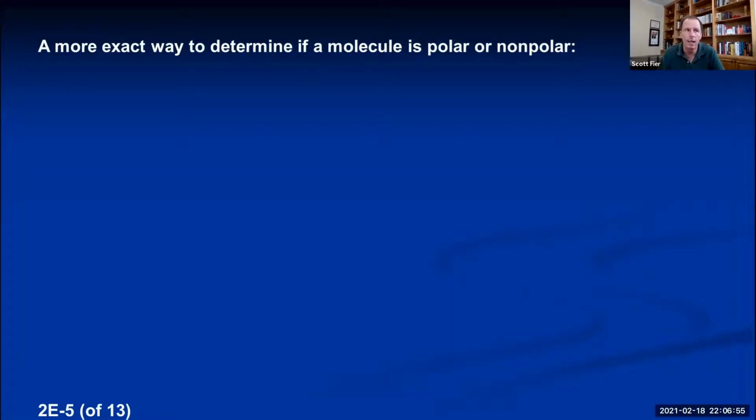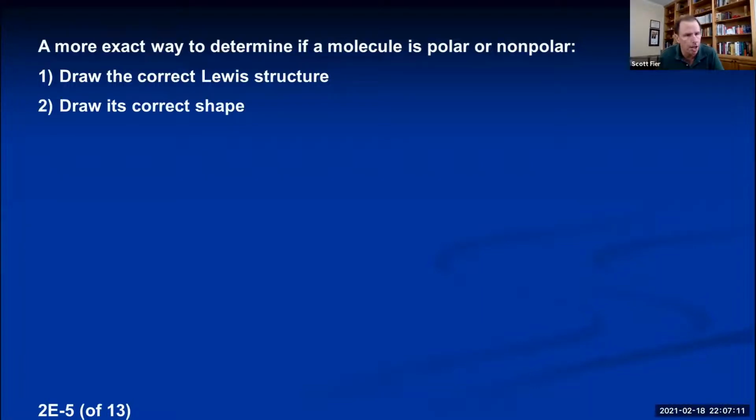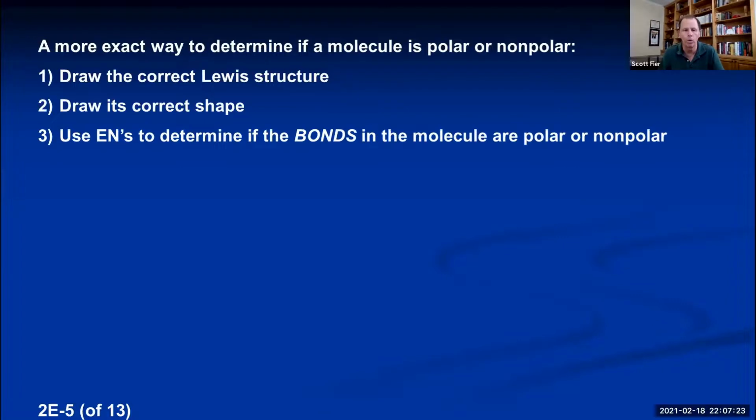So here's the way in which we're going to predict whether a molecule is polar or nonpolar that's slightly different than the lovely visual way you just saw. First three steps are the same. We're going to draw the correct Lewis structure for the molecule. Once you've done that, with the VSEPR theory, you're going to predict its shape, and then you're going to draw its correct shape. Then you're going to look up electronegativities. Unless you're Miss Eckes, she'll memorize them all, but everybody else, you can just look them up. And you're going to use the electronegativities to determine if the bonds in the molecule are polar or nonpolar.